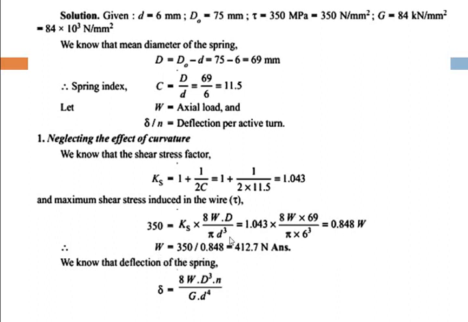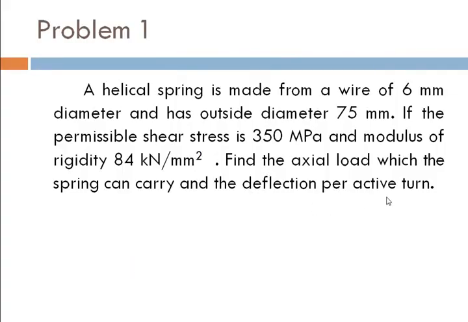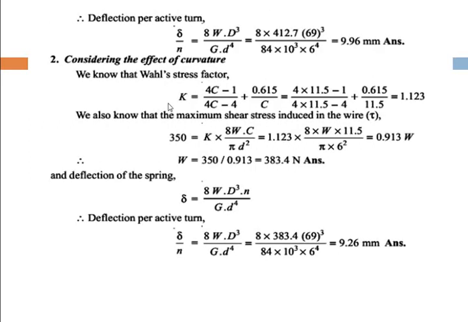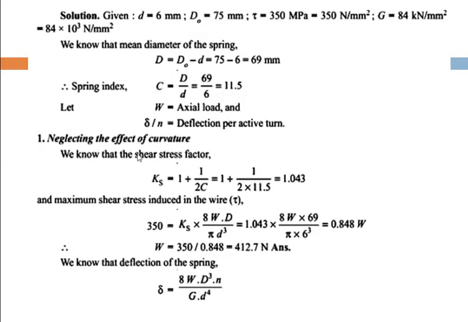By using this W, we have to find out the deflection per active turn. Delta is equal to 8WD cube n by G d power 4. Then deflection per active turn will be delta by n, which is 8WD cube by G d power 4, the n term will be removed. We got 9.96 mm in this case, without considering the stress concentration.